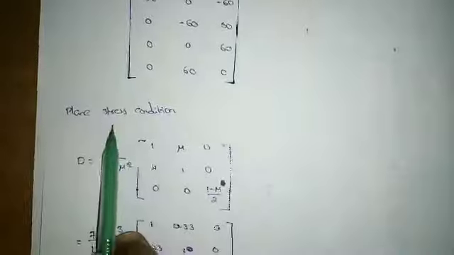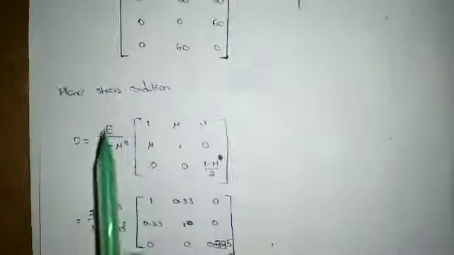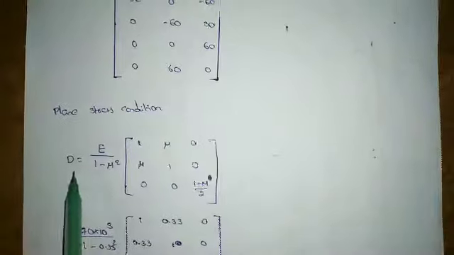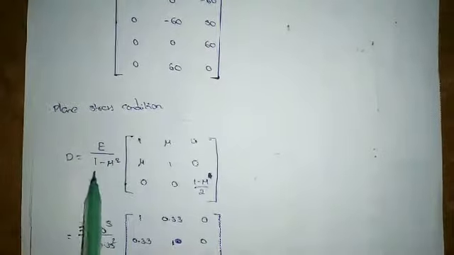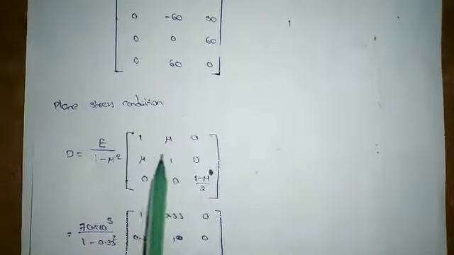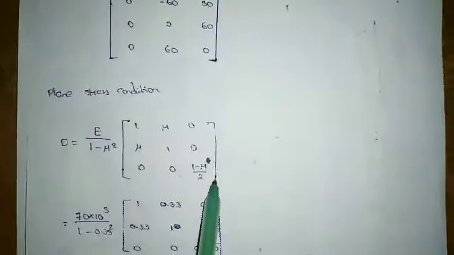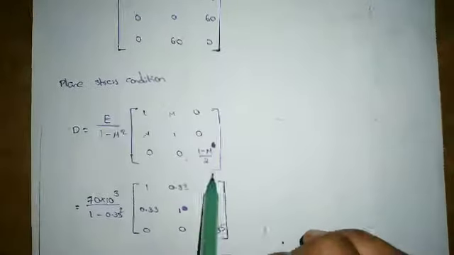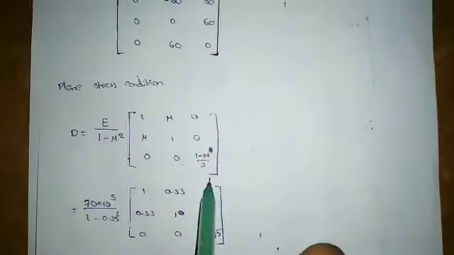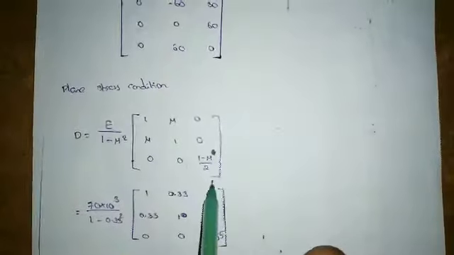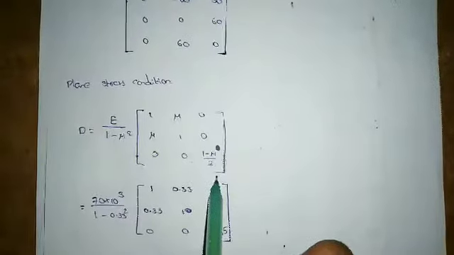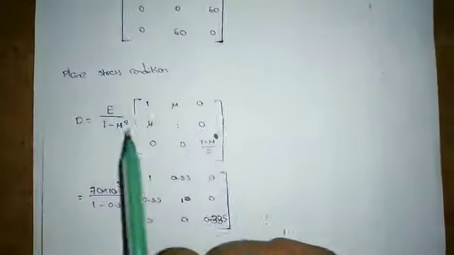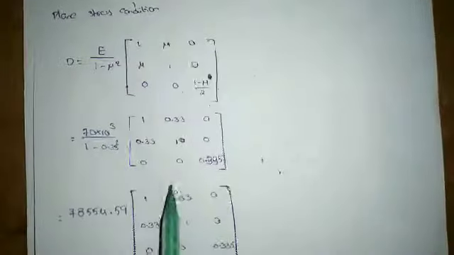Next, here they mention to assume plane stress condition. For plane stress condition, the D matrix is E by 1 minus mu squared times [1 mu 0; mu 1 0; 0 0 (1 minus mu) by 2]. This is the formula for the D matrix in plane stress condition. If it is a plane stress condition, the formula is different. Substitute all the values and you will get this matrix.